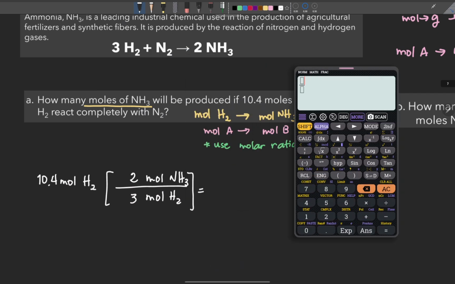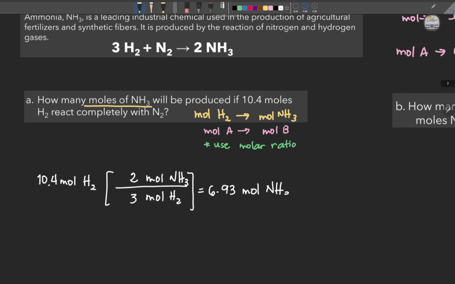So that will be 10.4 times 2 divided by 3. So 6.93. 6.93 mole of NH3. Okay, so cancel. We have mole of NH3.